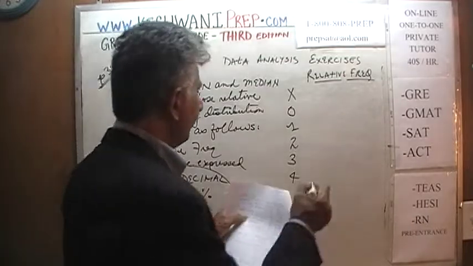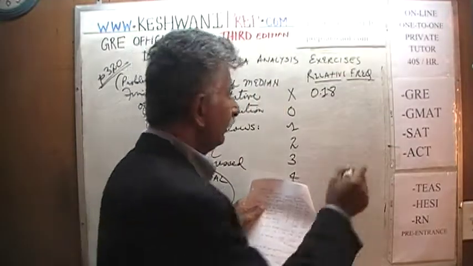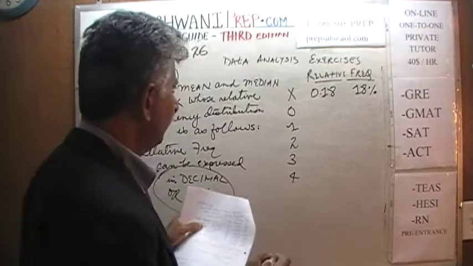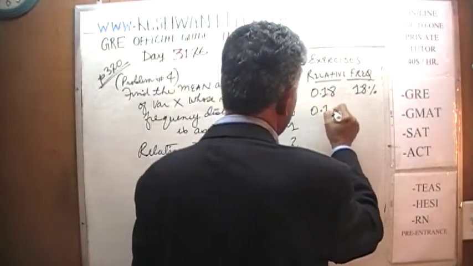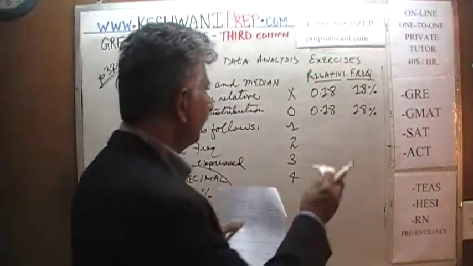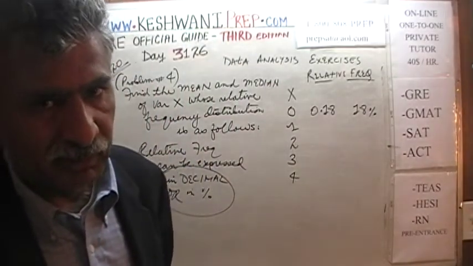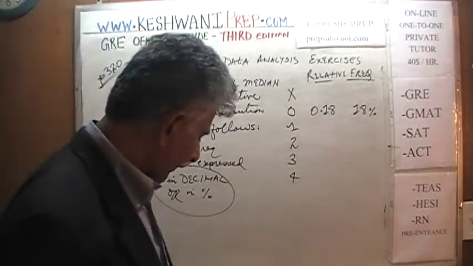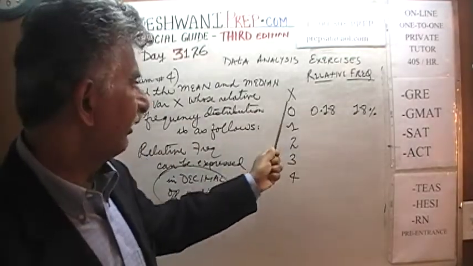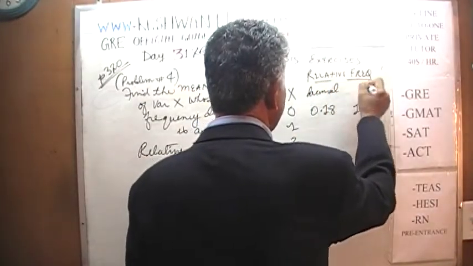For example, the first one we are told here is 0.18, which is the same as saying that 18% of the time x takes the value of 0. In other words, let's just say if we had 100 observations on the variable x, then what they're telling us is that 18 of those 100 observations are such that x equals 0. So here we express it in decimal, and here we express it in percentage.